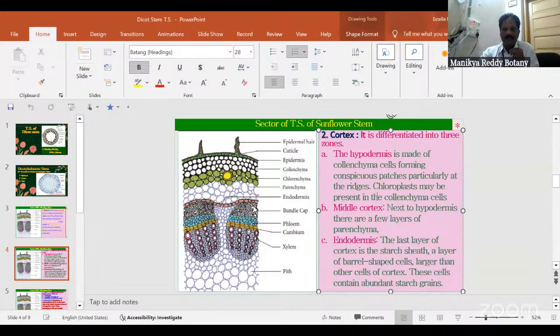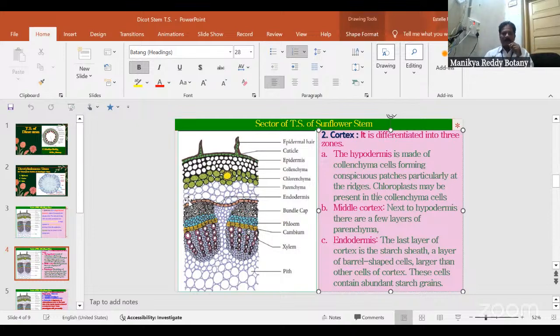Endodermis is the innermost layer of the cortex. Cells are barrel shaped, closely packed without intercellular spaces. Generally, in the middle cortex, you can see intercellular spaces, but the innermost layer of the cortex, called endodermis, lacks intercellular spaces.